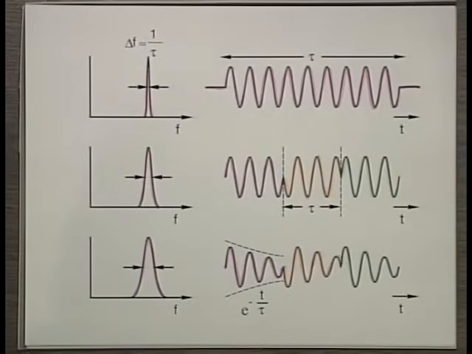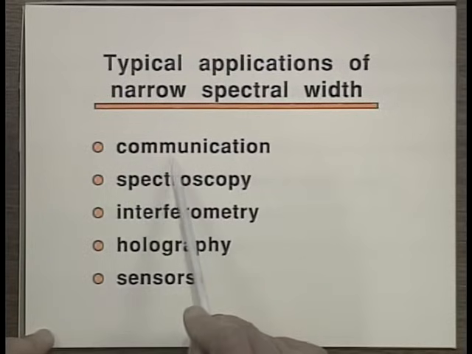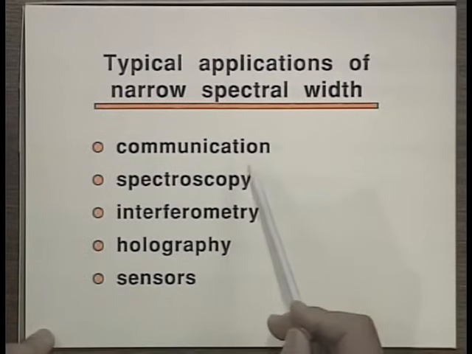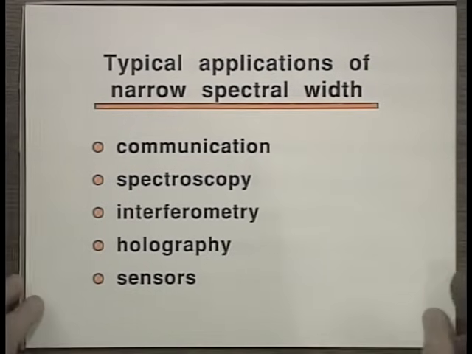Then you might ask, well, what are typical applications of this unique property? Well, the fact that it has narrow line width can be used in communication. Certainly, that's a key property here. In spectroscopy, especially in high-resolution spectroscopy, in interferometry, holography, and a variety of sensors. So that's a key property for many applications.